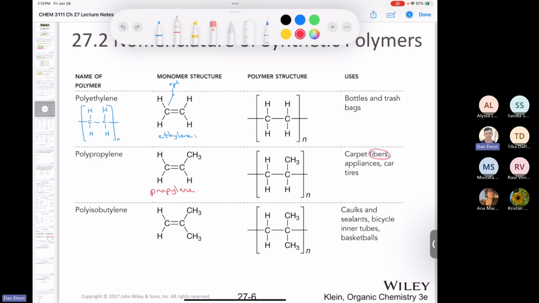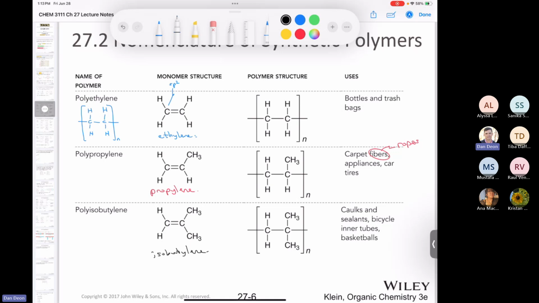I would also put fibers. I would put ropes in here. So it's also found in ropes that just last a long time and are very strong. Also, I'm sure polypropylene has many uses in appliances. And then it says here car tires too. If you've ever studied how car tires are made, it's actually a pretty complex process. And polypropylene is found in those. Then we move on to isobutylene. So this compound down here, this is called isobutylene.